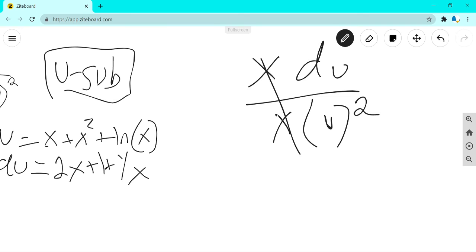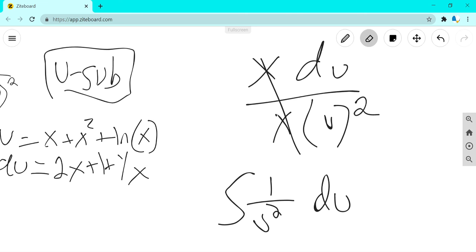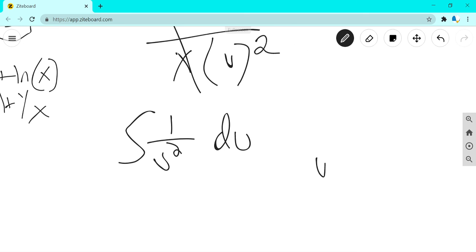Now we're going to quickly cancel these off. So it becomes du over u squared, and remember the du just carries on into the regular integral, because we're using u-sub. Then it's just 1/u² du, and you find the integral of that. This is easy because it's u to the negative 2, so it's u^(-2+1) over (-2+1). That's just equal to negative 1 over u.